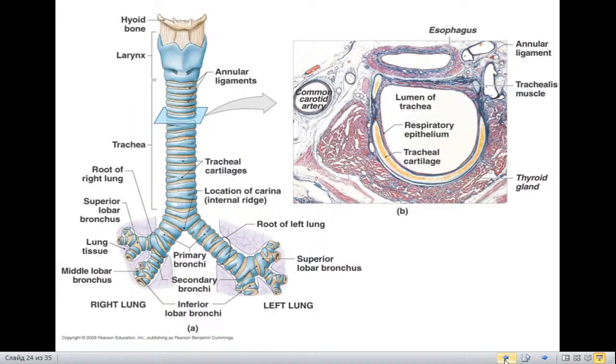The holotopy of the trachea is the region of the neck and the thoracic cavity. Skeletotopy is from C6 till T5. In the region of T5 we have the bifurcation of the trachea. Anteriorly to the trachea is the thyroid gland. Anteriorly to the trachea are also the infrahyoid muscles and the arch of the aorta. Posteriorly to the trachea is situated the esophagus.